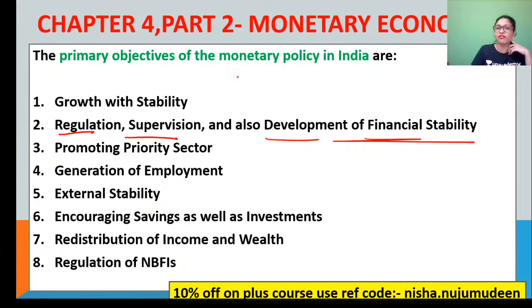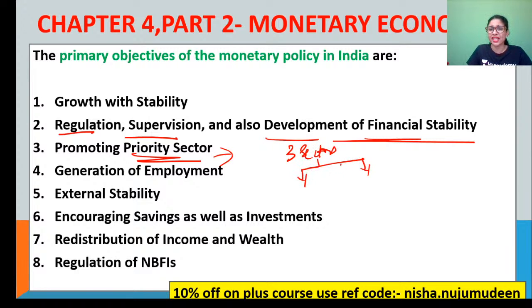Another important object of monetary policy is priority sector. See, what are the priority sectors, guys? Priority means important. The most important sectors of the economy. We know that basically there are 3 sectors. What are they? You would have studied in NCERT, right? And all of you know that. Primary sector, secondary sector, tertiary sector. Primary is agriculture, secondary is manufacturing or industry, and tertiary is service sector.